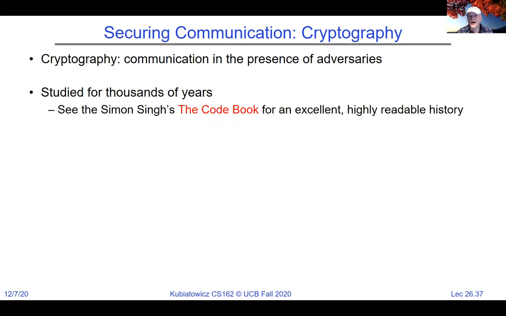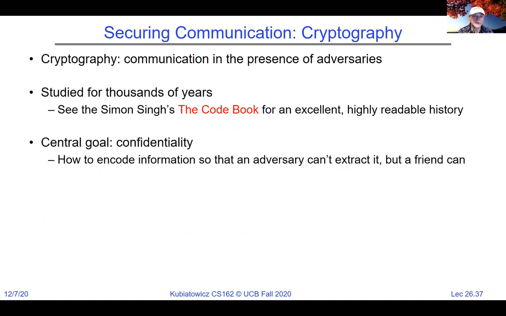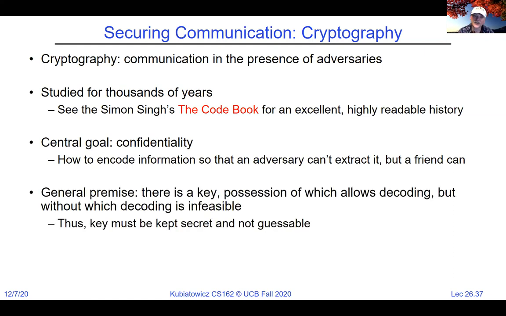It's been studied for thousands of years. There's actually something called The Code Book, which you should look up, which talks about thousands of years of cryptography. And the central goal has always been confidentiality, about encoding information so an adversary can't extract it. The general premise is that there's a key, and if you have the key, you can decode things. If you don't have the key, it's impossible.